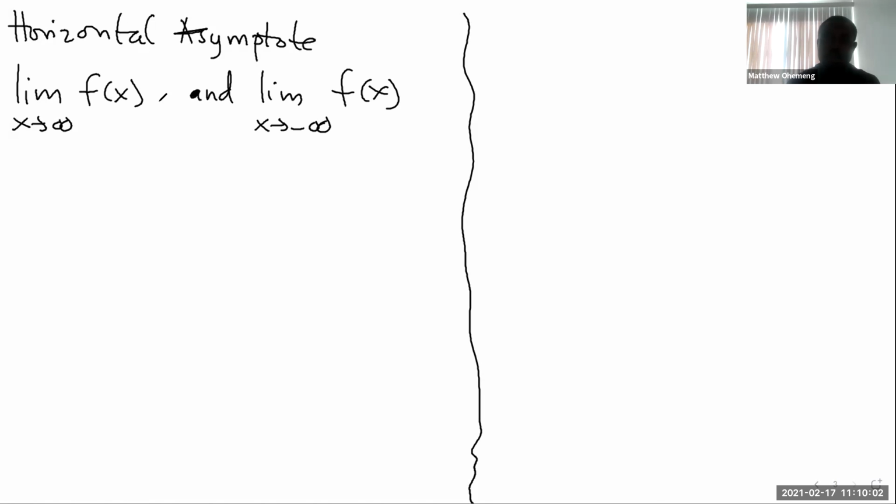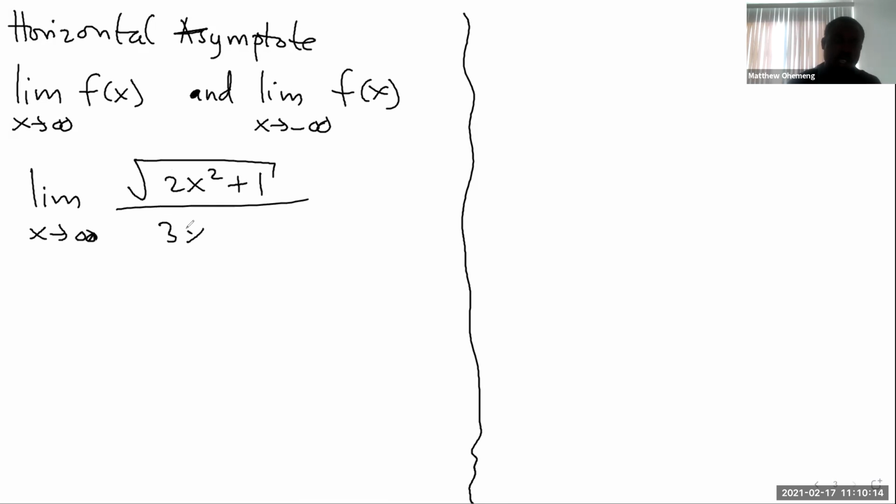So now let's continue. We are looking at these two limits. Let's start with the first one. We take the limit as s approaches infinity of the function, square root of 2s squared plus 1 over 3s minus 5. Let's take this limit at infinity.